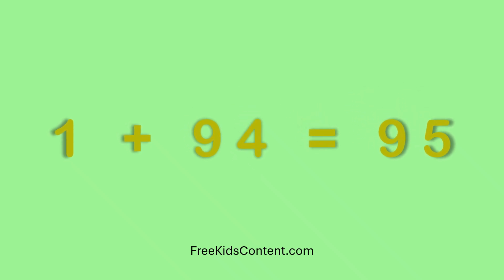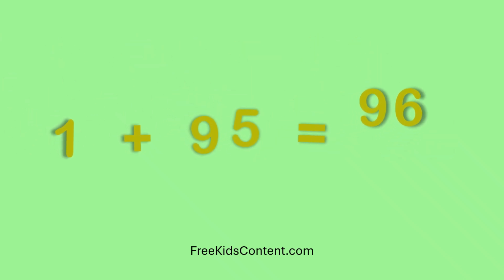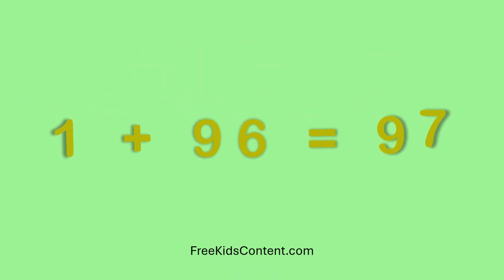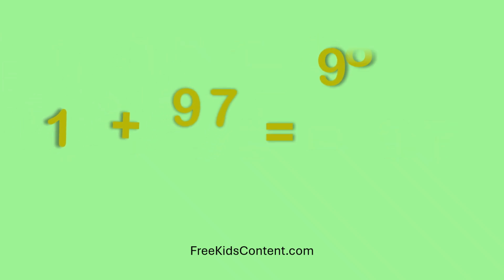1 plus 94 is equal to 95. 1 plus 95 is equal to 96. 1 plus 96 is equal to 97.